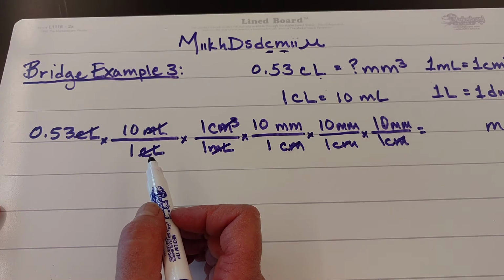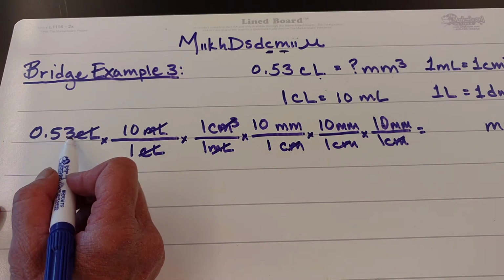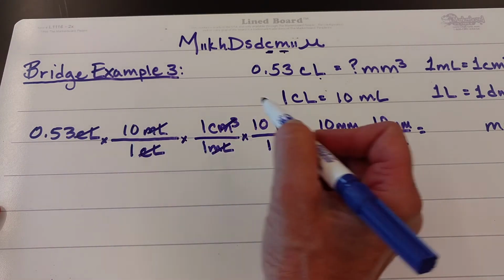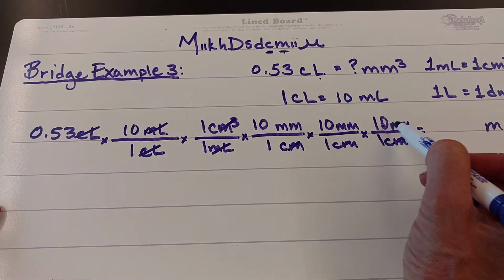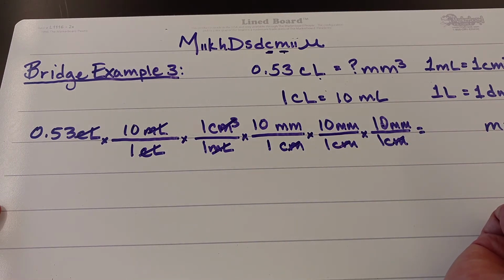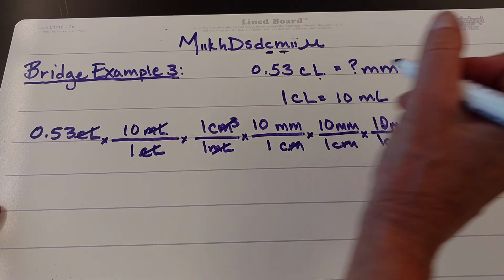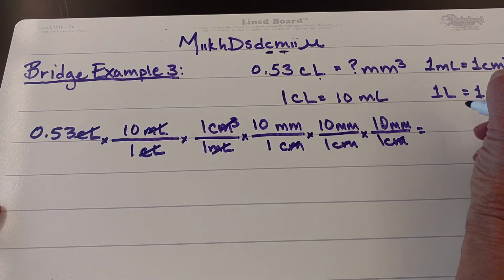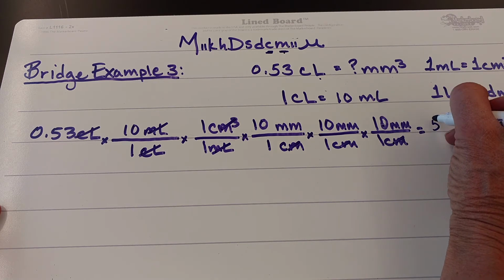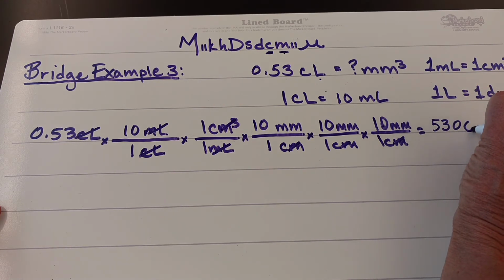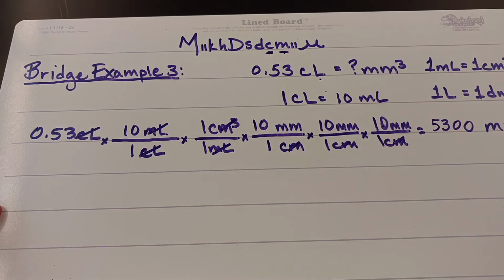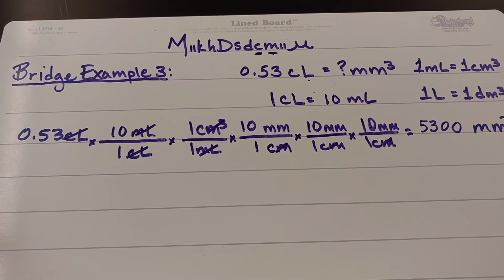Now we go back to our numerical value and take 0.53 times 10 times 10 times 10 times 10. So times 10 to the 4th, or times 10,000. That will move our decimal over 4 places, and our solution then will be 5,300 millimeters cubed.